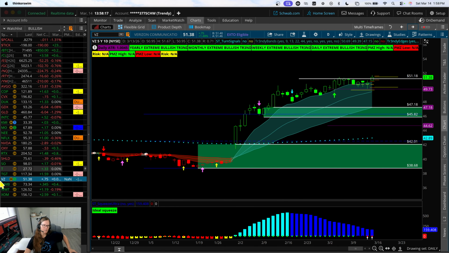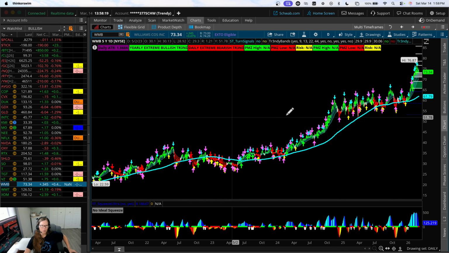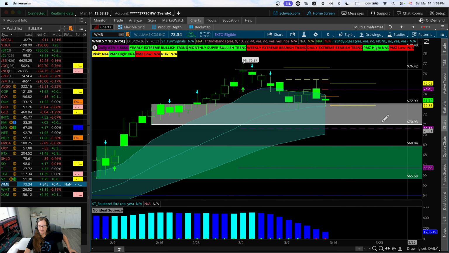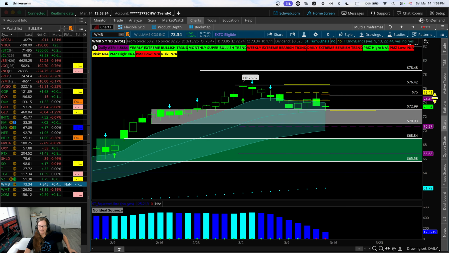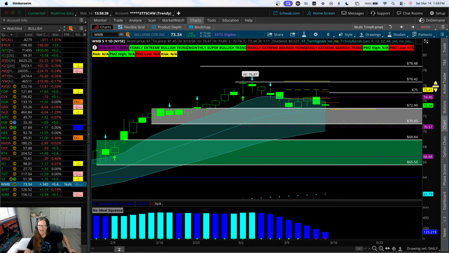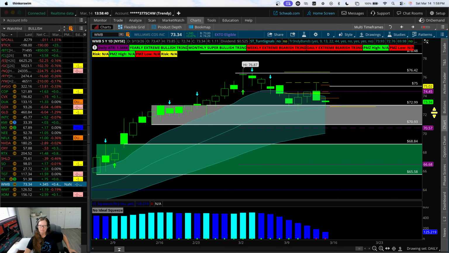Okay? All right, let's look at Williams. This is another oil name. It is right at an area of support. I'm watching this name for confirmation to go long and looking to trim at 75 to 76.42 and then 78 and a half.